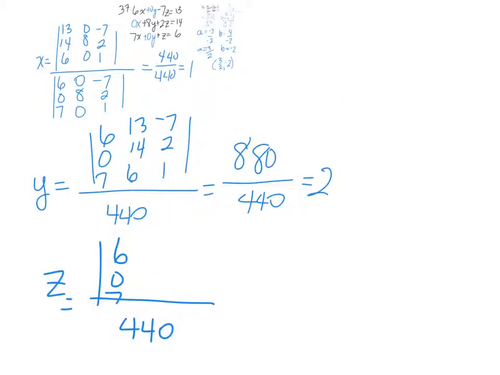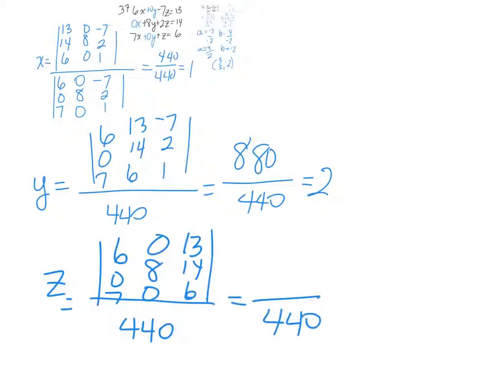So for z, we're going to have coefficients of x, coefficients of y, and instead of z, we put the constants. And type it in the calculator, and it spits out nicely. So our ordered triple on this one is 1, 2, negative 1.